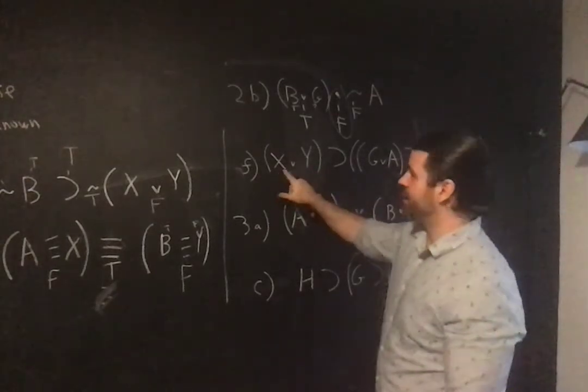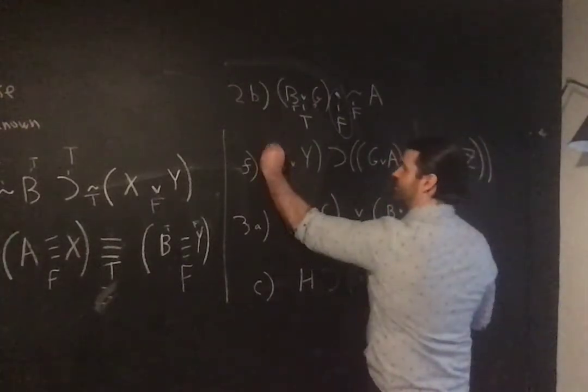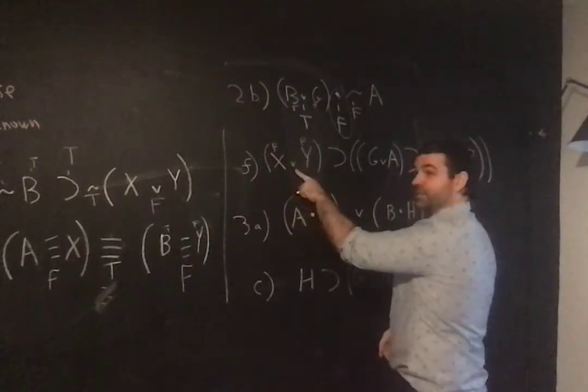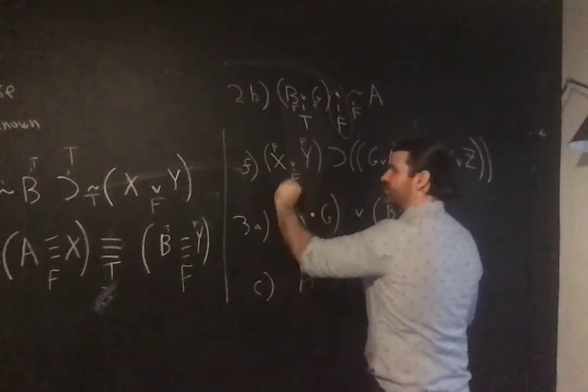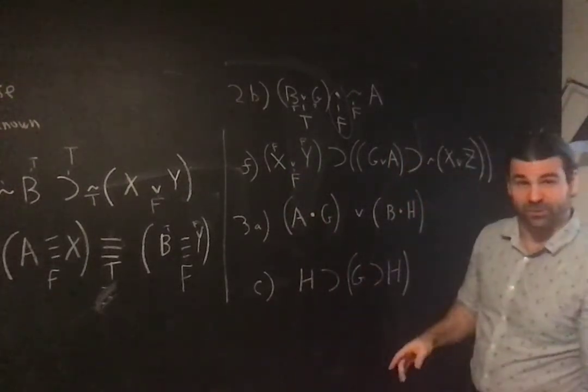Okay, so let's see. Look at this. X and Y, this is a disjunction, but X and Y are both false. So false, false, that means this disjunct is false. Do you know what to do next? Pause and tell me what I should do next.